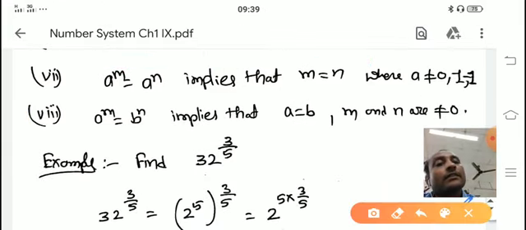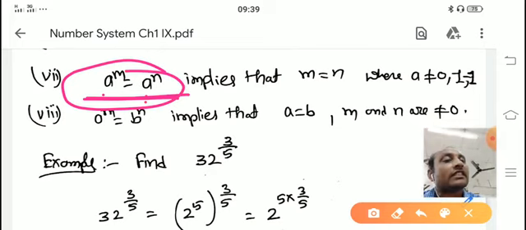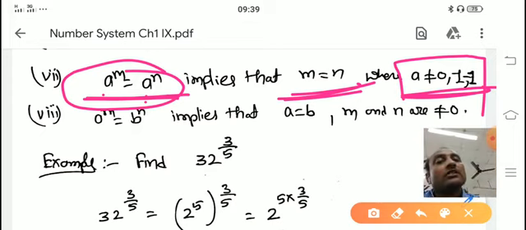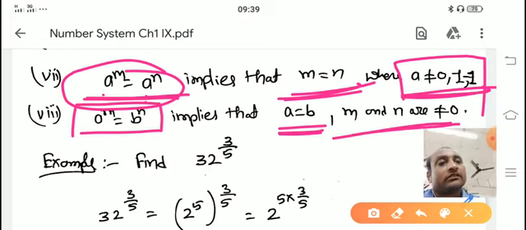Next, a power m is equal to a power n. Here bases are same, exponents must be equated when it is an equation like this, m is equal to n. Here also a not equal to 0 and minus 1 condition. So a power m is equal to b power n, then a equal to b, m and n are not equal to 0, then only.